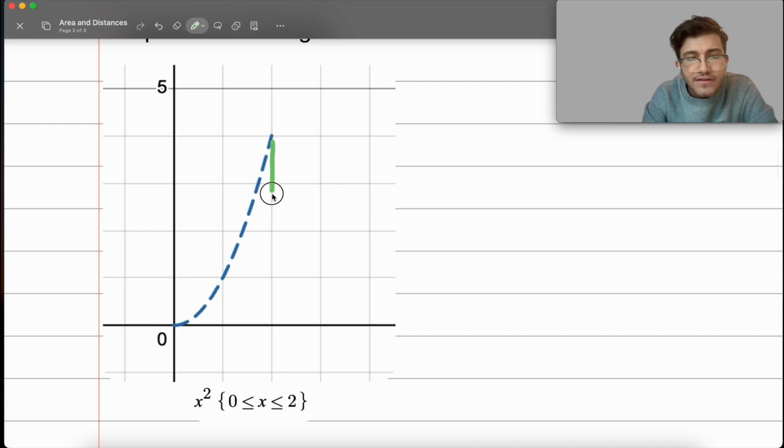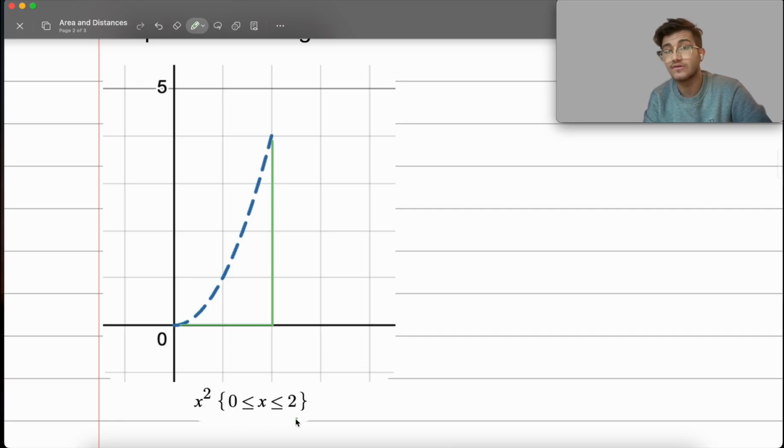Basically, the area under this graph is going to be here. So here, one, this one. So it's bounded by this line and the x-axis and the function itself, which is x squared. So it's a quadratic function, but the domain is from 0 to 2. Let's count the squares together.